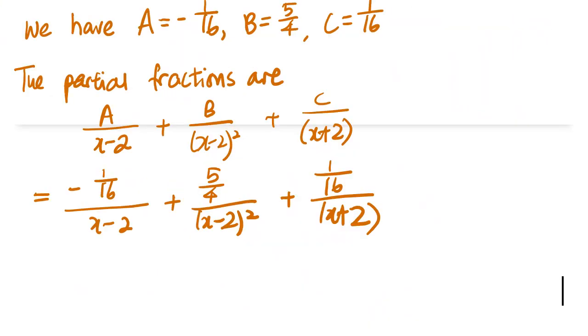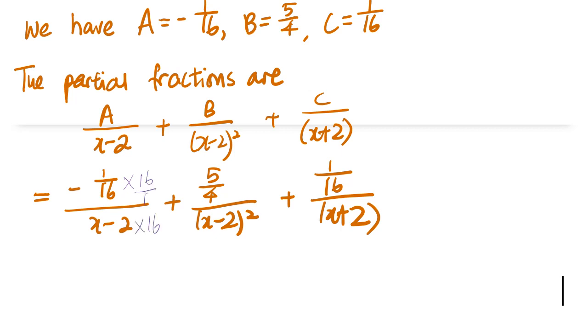Right, so what we have here, we have found the values of a to be negative 1 over 16, b to be 5 over 4, and c to be 1 over 16. So the partial fractions are written there. Right, so we're going to use the same trick that I taught you just now. If you look at the first one, you can just multiply by 16 here.